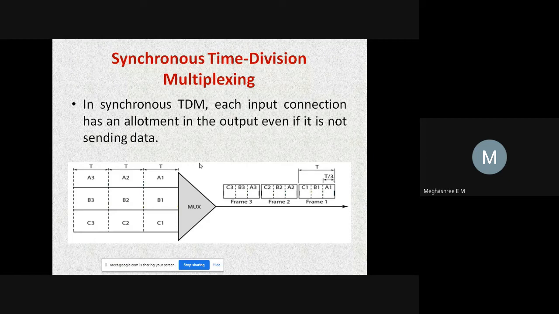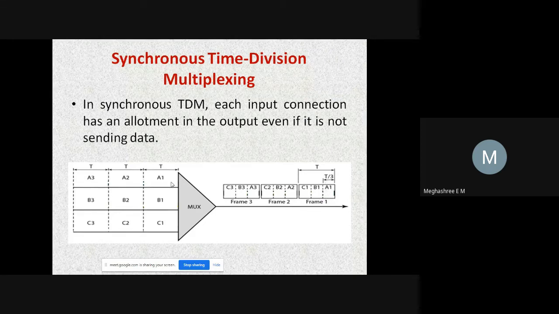Okay, so altogether you have to remember that the input connections are divided into input units, and each input unit occupies one input time slot. This unit may be a character or a bit or a block of data. So when this input unit is multiplexed, it becomes one output unit, and it occupies one output time slot.